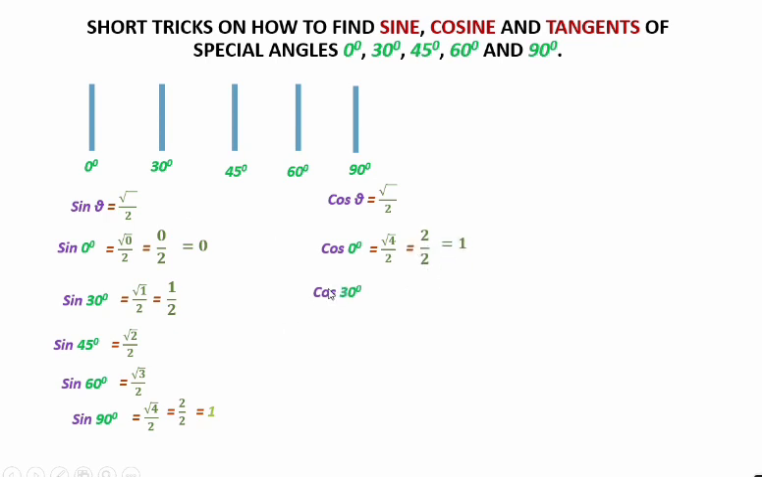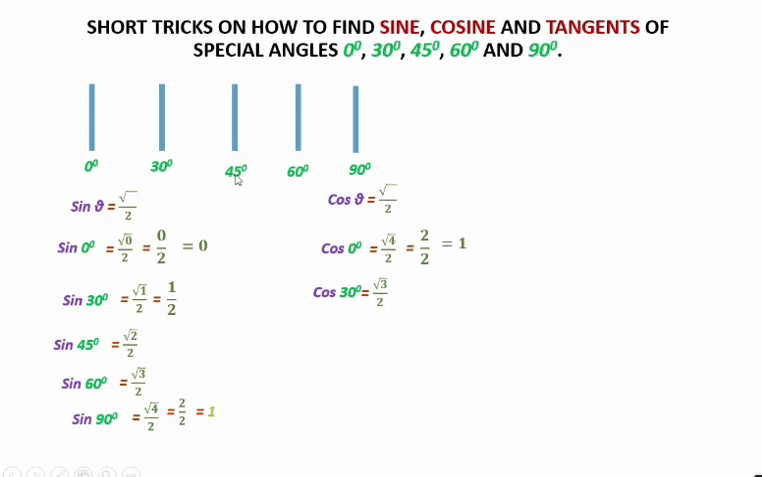Then let's go to 30 degrees. For 30 degrees, we count the number of bars from the right. So we have 1, 2, 3 bars. So include that in the square root here. So that's going to be equal to root 3 divided by 2. So that's the cosine ratio for 30 degrees.